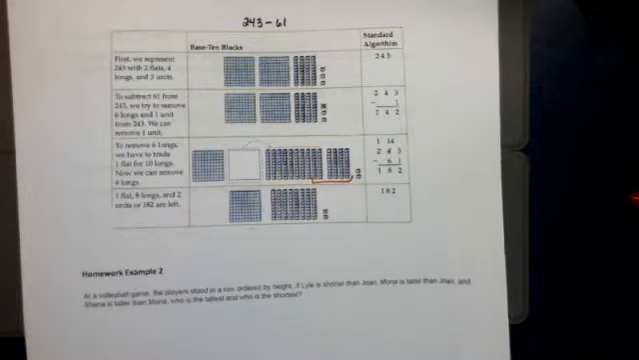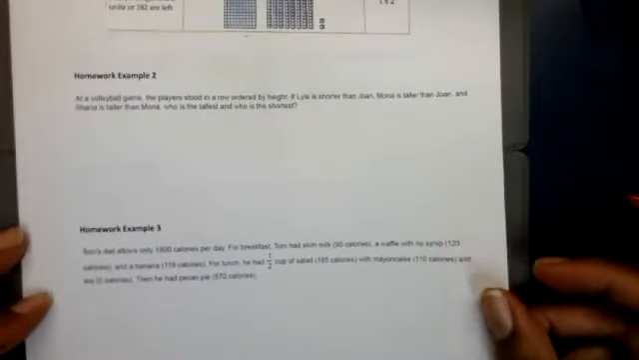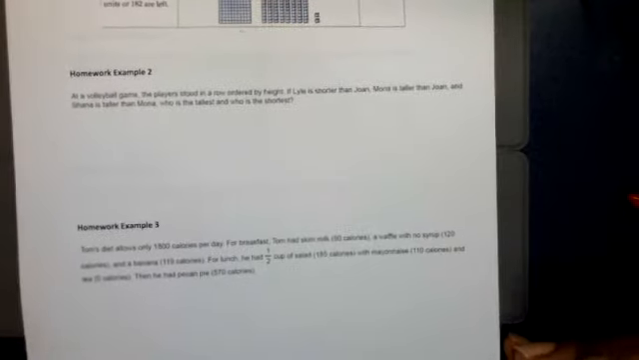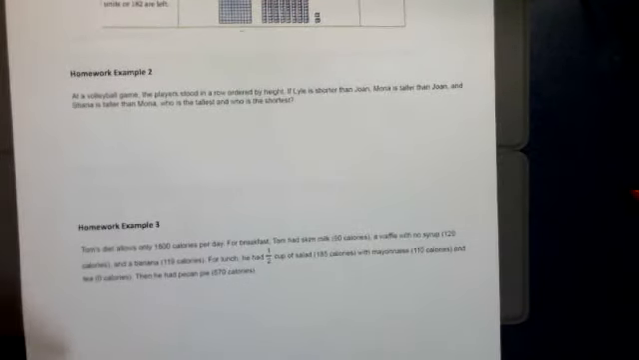Okay. All right. Now let's look at this example here. This might not have anything to do with subtraction, but it might be dealing with a comparison. At a volleyball game, the players stood in a row ordered by height. If Lyle is shorter than Joan, Mona is taller than Joan, and Shayna is taller than Mona, who is the tallest and who's the shortest?